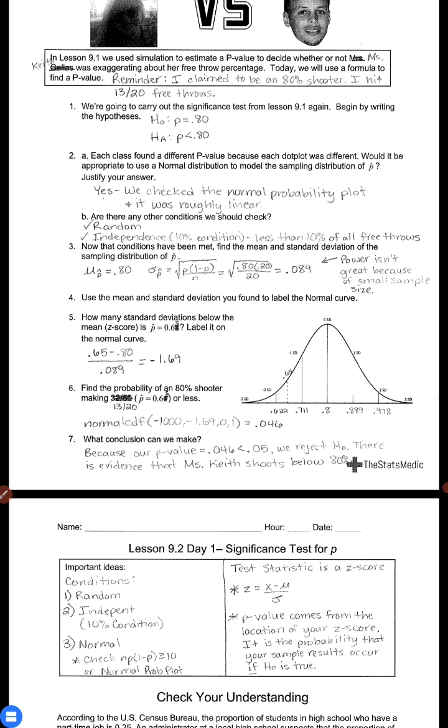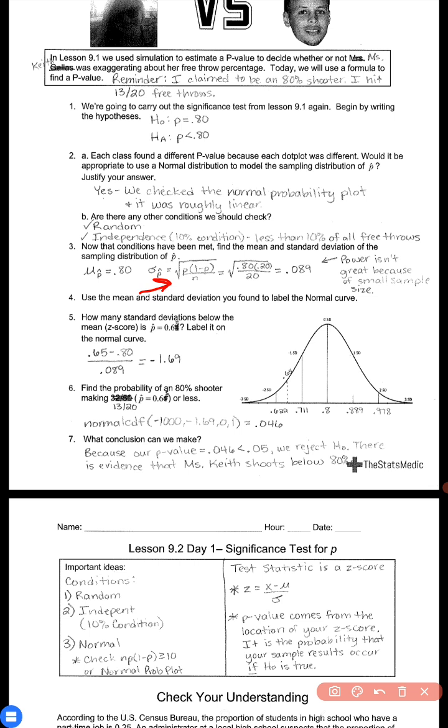So now that I have verified that all my conditions hold for running this test, I am going to calculate the mean and standard deviation. Well, we are going to assume, until told otherwise, that our mean is 80%. Okay? How do I find my standard deviation when I'm dealing with proportions? It's that same formula that you saw when dealing with confidence intervals. It's the square root of P times 1 minus P over N. And when I plug that in my calculator, I get a standard deviation of 0.089.